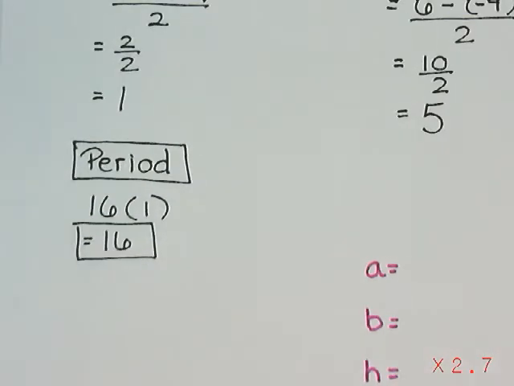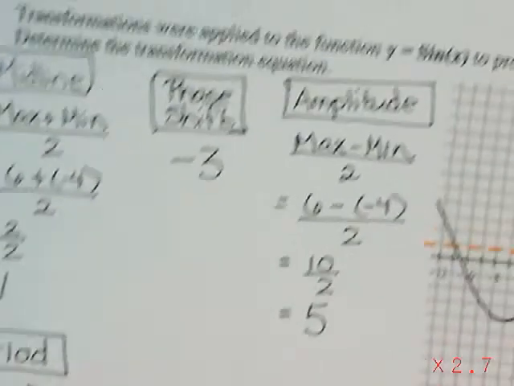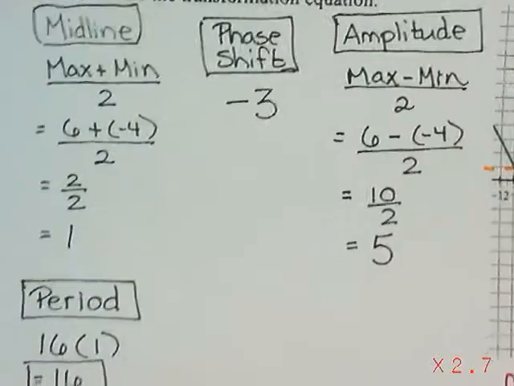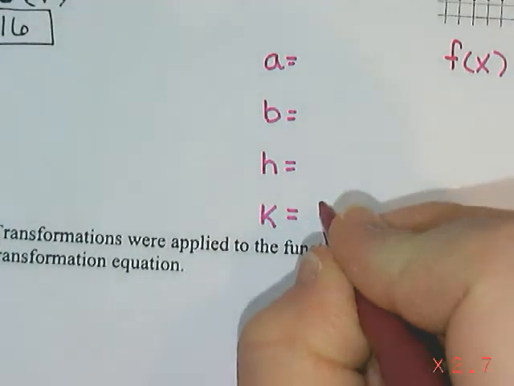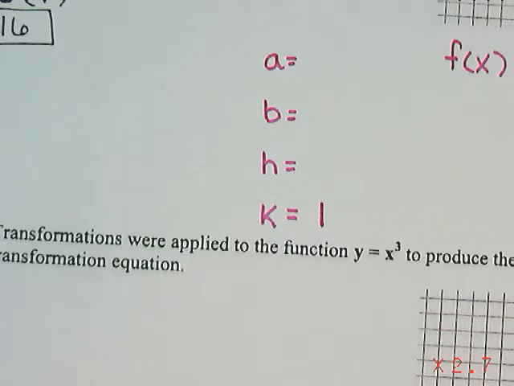Okay, so I have identified the midline, the phase shift, the amplitude, and the period. And then I want to try to figure out how those relate to A, B, H, and K. So up first, the midline is just your K value. It moves as the graph is moved up and down. So K is just going to equal 1. It comes from the midline.